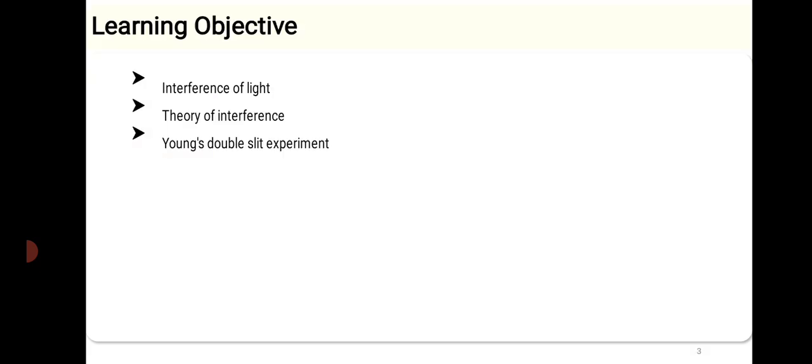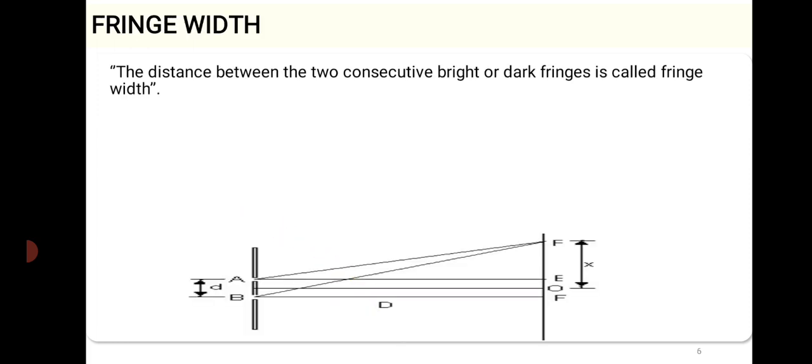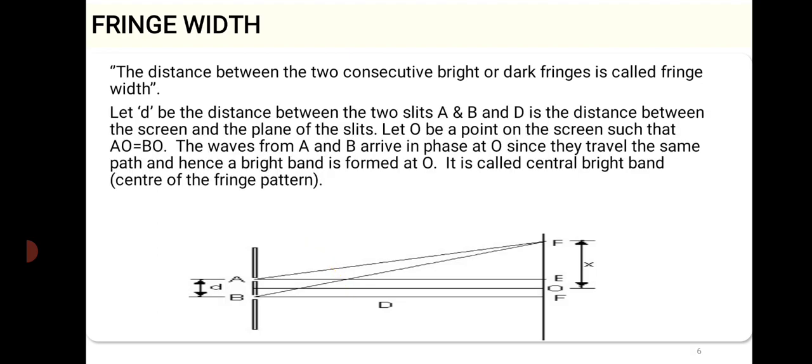Learning objective of this session is interference of light, theory of interference, Young's double slit experiment. Session outcomes: interference of light, fringe width. The prerequisites for the session are concept of light, beam of light, ray of light. Fringe width is the distance between two consecutive bright or dark fringes.